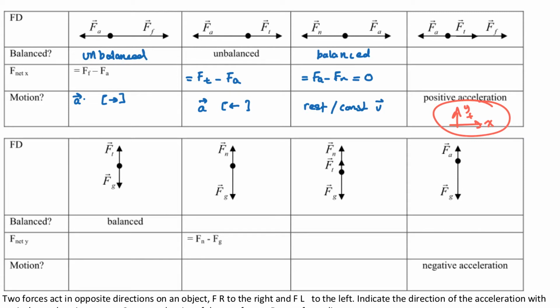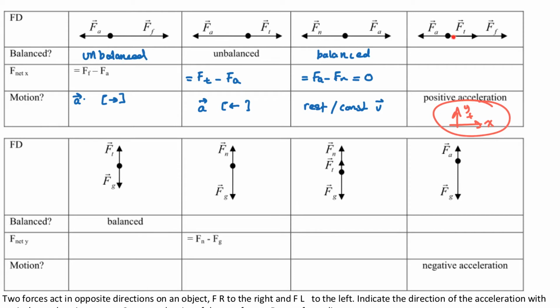If it's at rest, it's not moving. Constant velocity, we don't know if it's going to the right or left. We need to be given the initial information about the object if we need to know the direction. But for now, we do know that it's for sure either at rest or it's moving at a constant velocity.